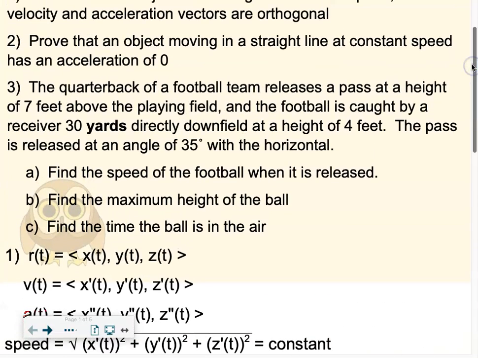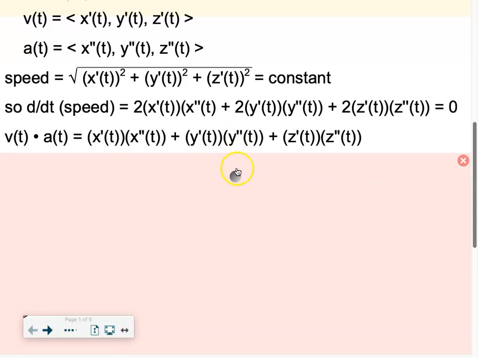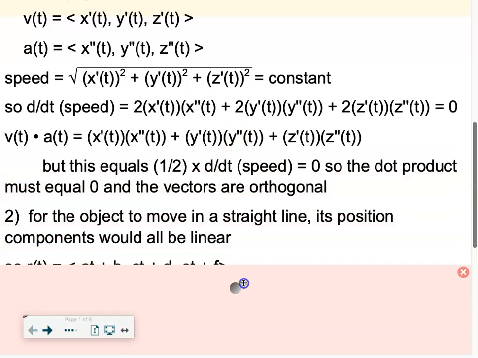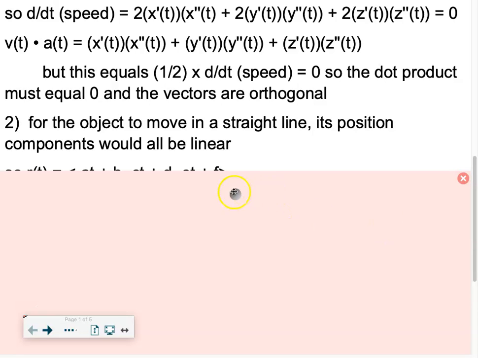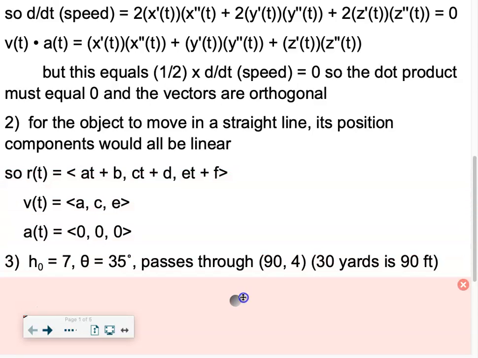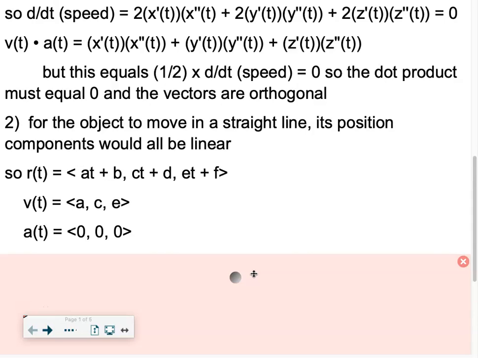All right. Okay, so for the next one, prove that an object moving in a straight line at a constant speed has an acceleration of 0. This one actually is a little bit easier. So if you're moving in a straight line, you can just say then that your position vectors are all linear, right? And therefore, your velocity has to be constant, your acceleration has to be 0, and piece of cake.